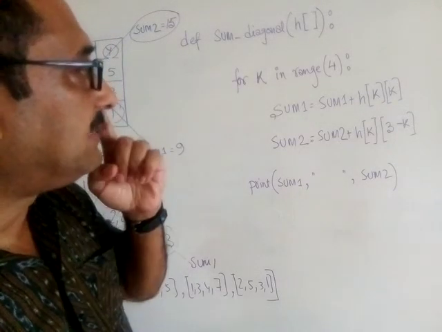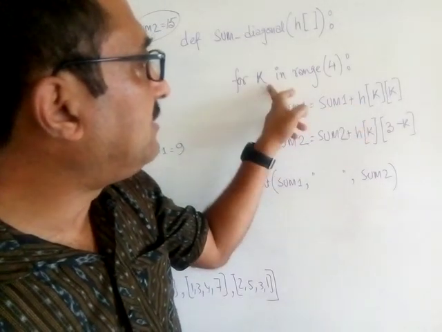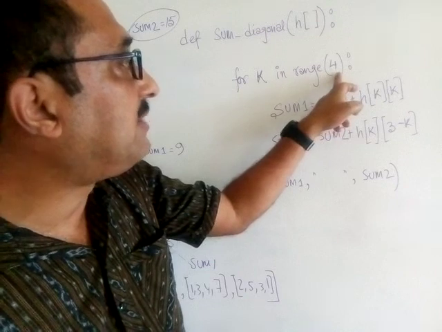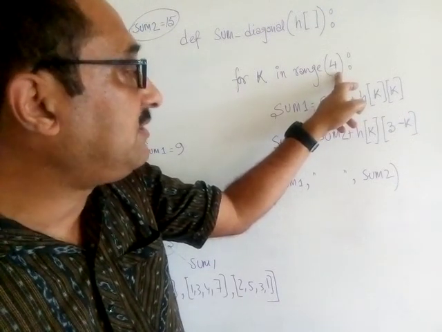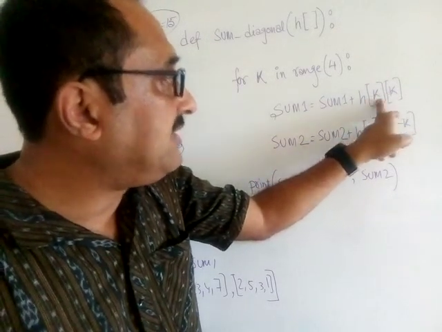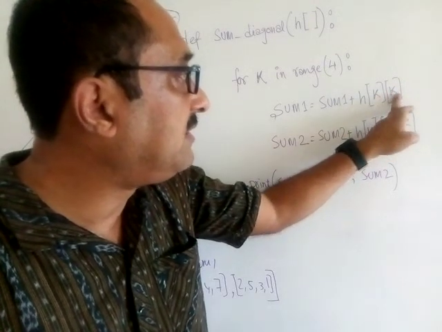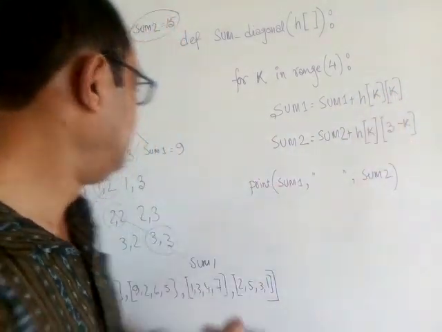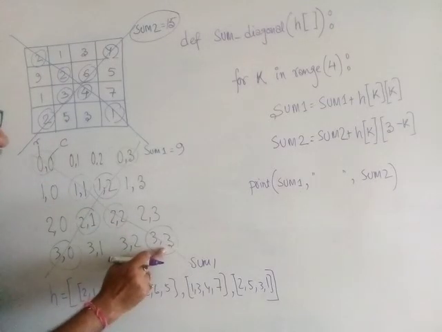How did I do that? Look at this. I wrote sum1 equal to sum1 plus. Here I took a loop k, which will go up to 3, so 0, 1, 2, 3. 4 values of k will be possible. So if k value is 0 or 1, then this is also going to be 0 or 1. So 0, 0, 1, 1, 2, 2, 3, 3. Look at this. I got 0, 0, 1, 1, 2, 2, 3, 3.